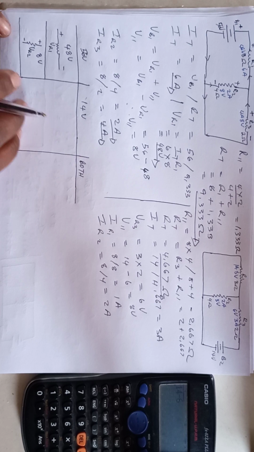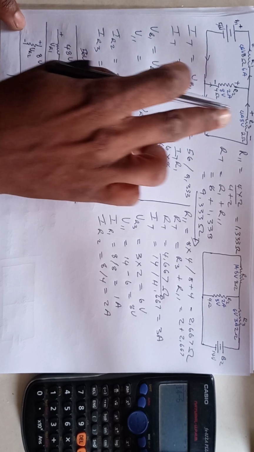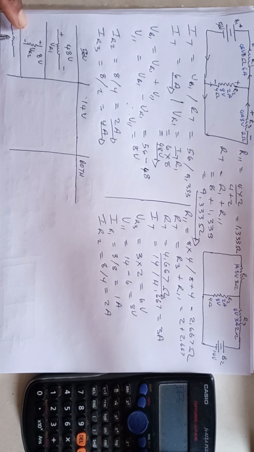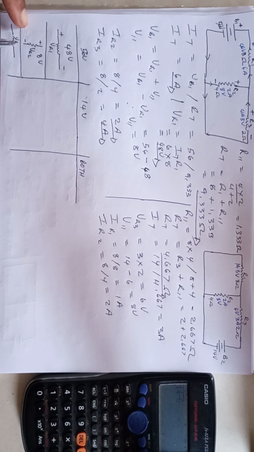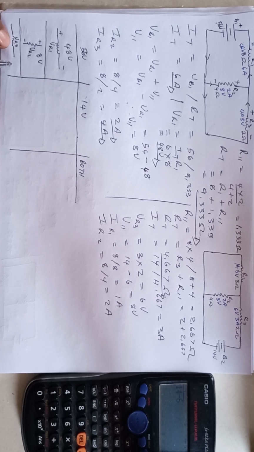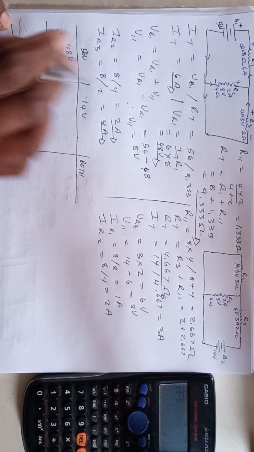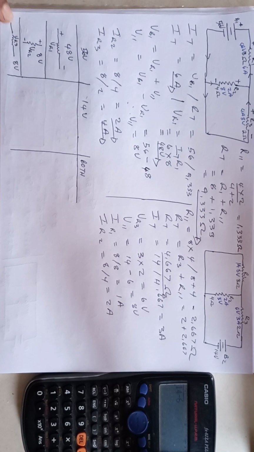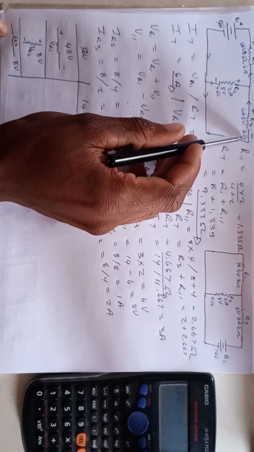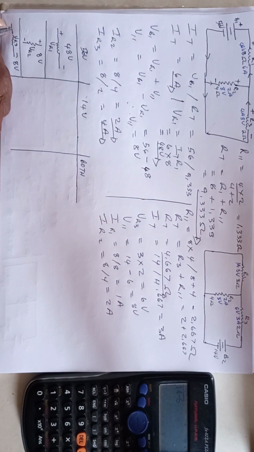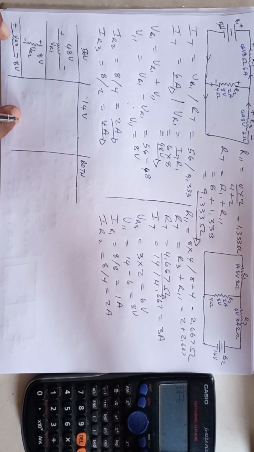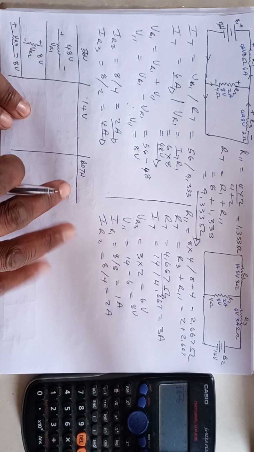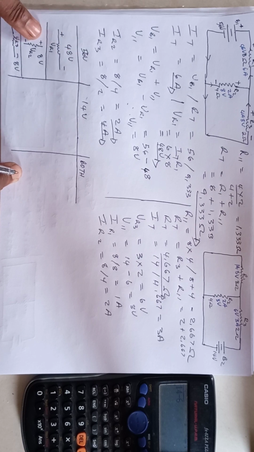So now let's come again to R3. What was the volt drop across R3? It's 8 volts. But what was the polarity? Negative and positive. So once you understand this, you will be able to get this. If you don't understand this, then you will battle.